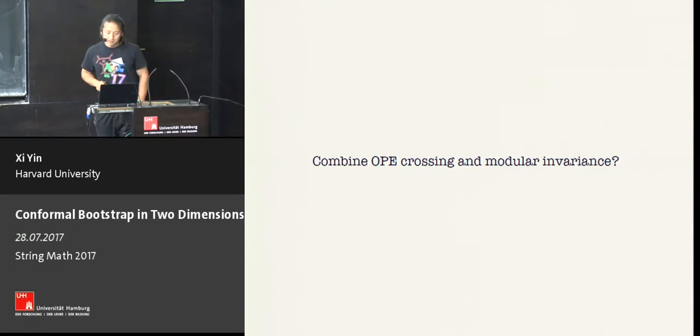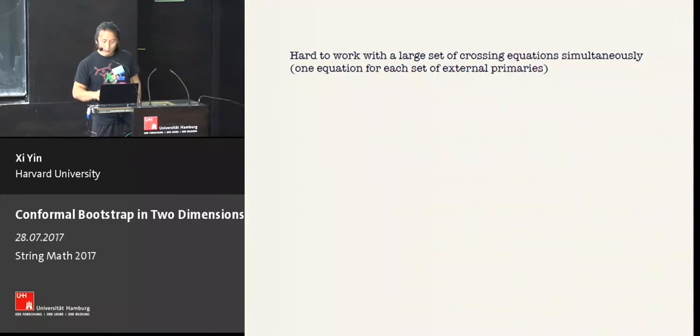Now, the last thing I want to discuss is to combine the two things I discussed, OPE crossing and modular invariance. So now you can do it directly. You have both constraints on the spectrum and the structure constants, but it turns out technically it's very hard to do these simultaneously on the computer. It's just because you have a lot of external primaries involved. It's a semi-definite programming problem that's very hard to solve directly.